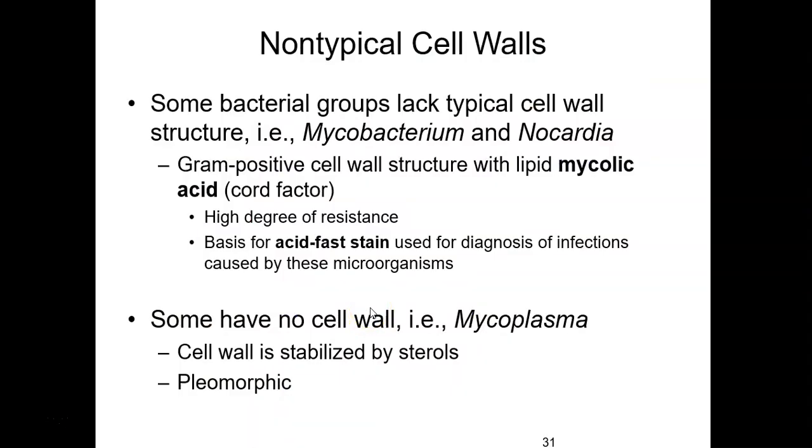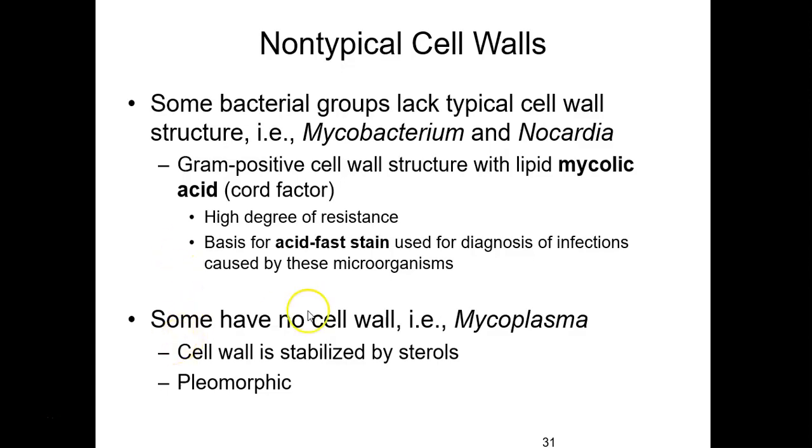Now, I mentioned to you earlier, we also have the other category, which is what we call non-typical cell walls. In the case of Mycobacterium and Nocardia, these have a gram-positive cell wall structure, but they have a high degree of a lipid, waxy material called mycolic acid. This presents a high degree of resistance for those cells. It's very difficult to stain and destain them because that lipid layer presents an extra barrier that the dye has to get through.